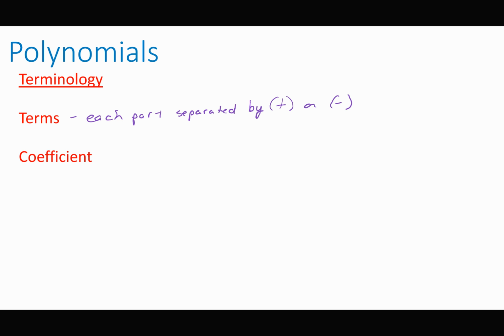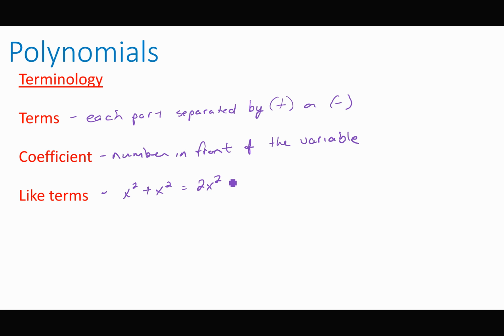Talk about coefficients, and that's simply the number in front of the variable. We can work with like terms. So like in that warm up, if I had x squared and another x squared, I can combine those to become 2x squareds.